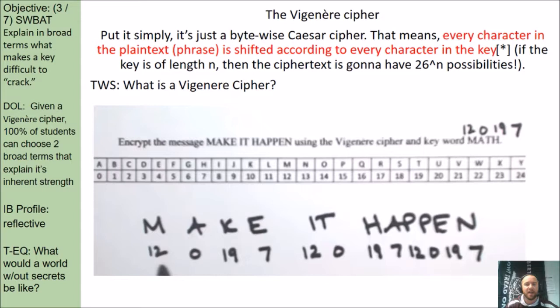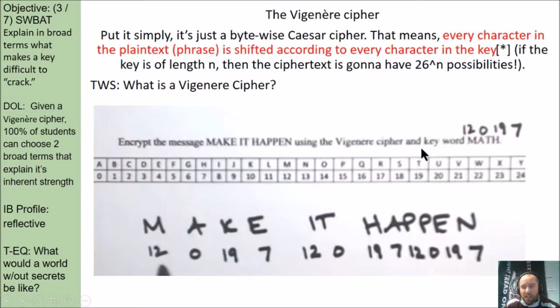So with that said, the Vigenère Cipher, put simply, is just a byte-wise Caesar cipher. That means every character in the plain text is shifted according to every character in the key. So if the key is of length n, then the ciphertext is going to have 26 to the n possibilities. So here, if you could tell me what the Vigenère Cipher is, that'd be great. The picture is essentially saying encrypt the message, make it happen, using the Vigenère Cipher and the keyword math.